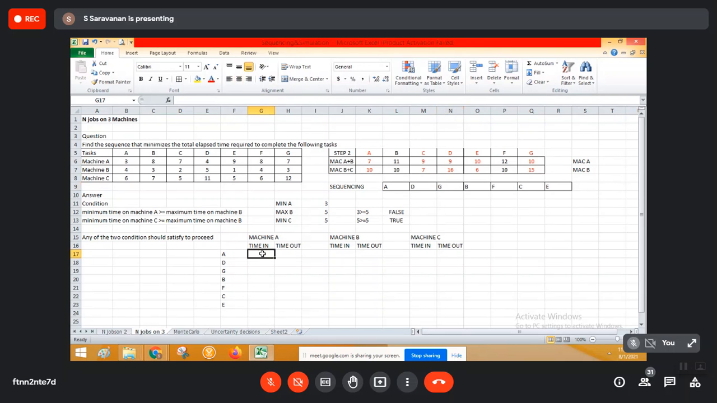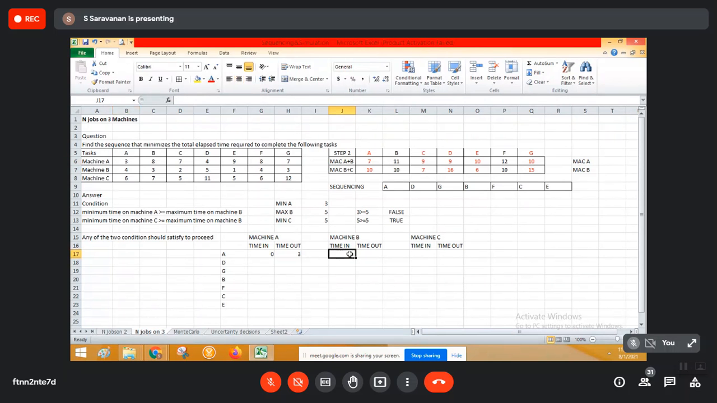Fine. So machine A, as said, now we are entering at the 0 time. So we are going to start. Machine A will take 3 minutes, so 0 plus 3. It is coming out at the third minute. So I'm taking A first, then D. It entered at 0, and it has come out of machine A at 3.